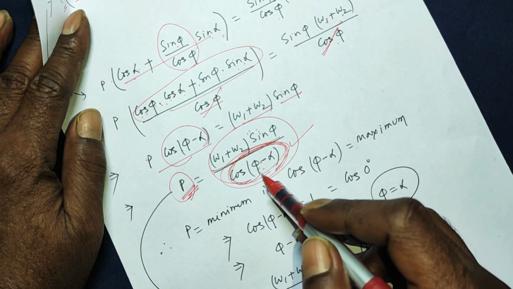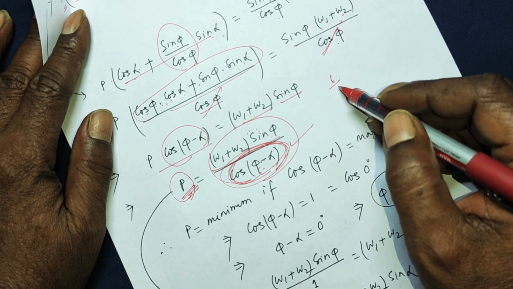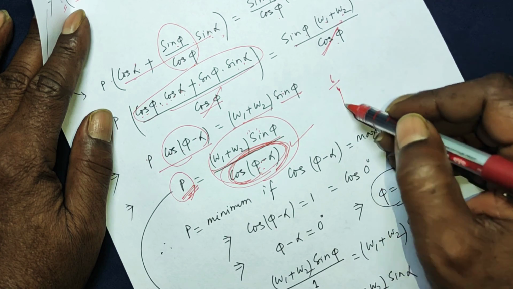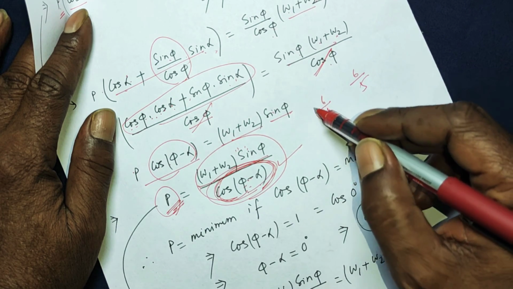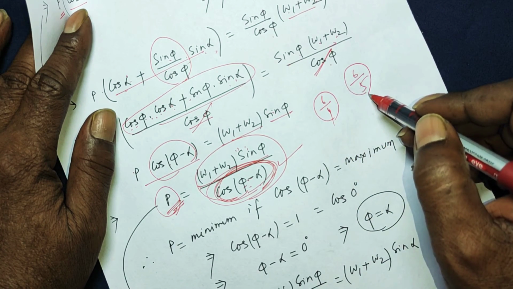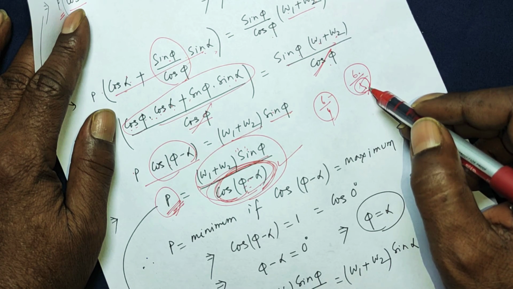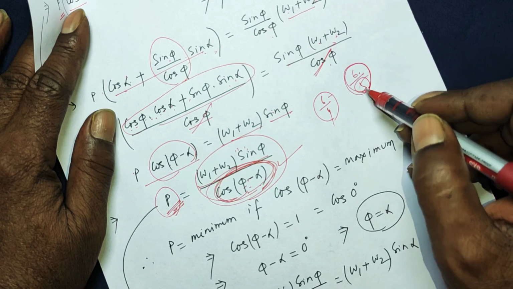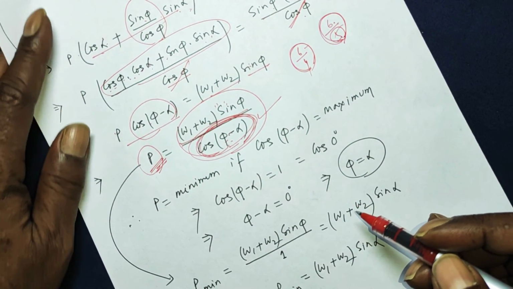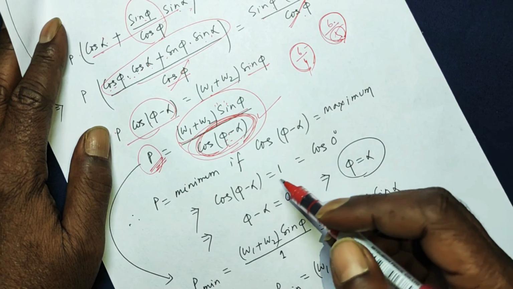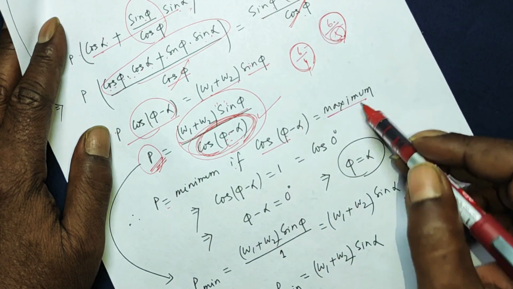If the denominator becomes maximum, suppose 6 by 4 and 6 by 5. Whether this value is more or this value is more, the numerator is same. In this case, the denominator is more, so this value will be less and this value will be more. So that is the simple concept from algebra. So P will be minimum if cos phi minus alpha is maximum.